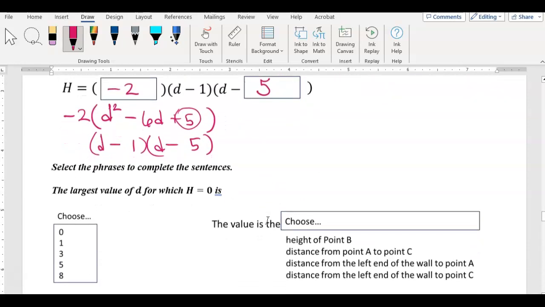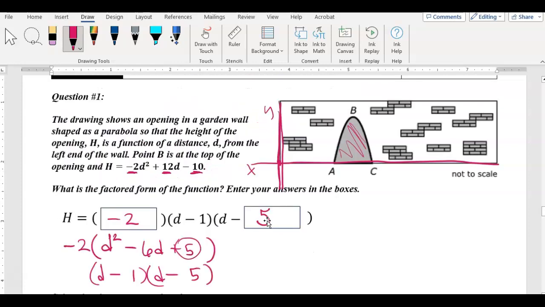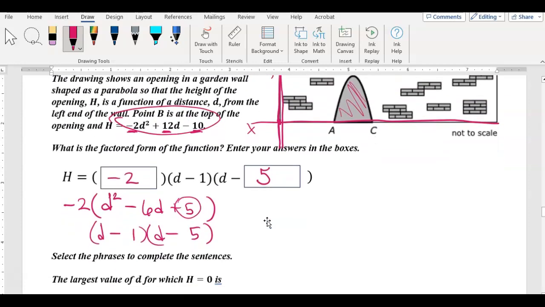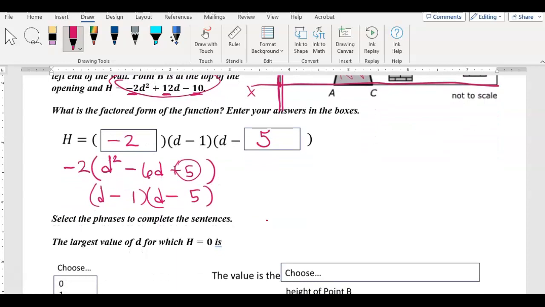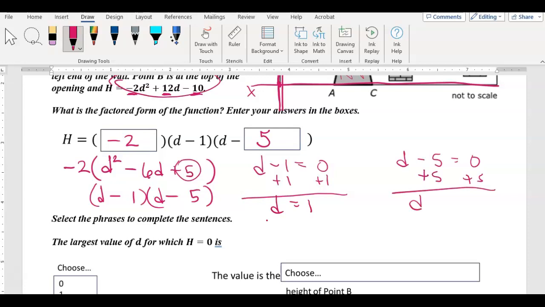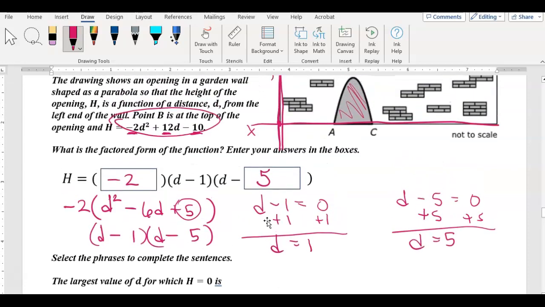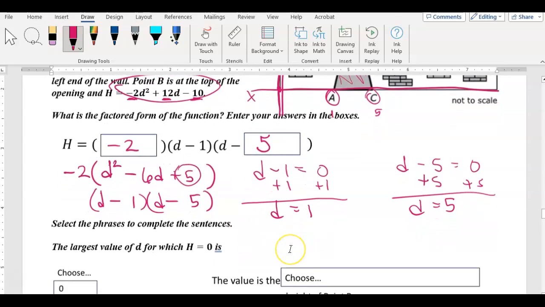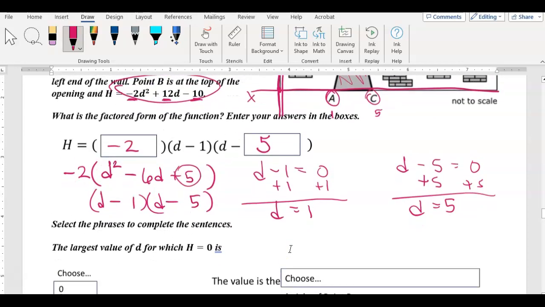It says select the phrases to complete the sentences. So this is this equation in factored form, which means that d minus 1 equals 0 is one solution, and d minus 5 equals 0 is the other solution. So I can add 1 to both sides, and we get d equals 1. I can add 5 to both sides, and that means d equals 5. So that means that my distance here is either 1 or 5 away from the end of the wall.